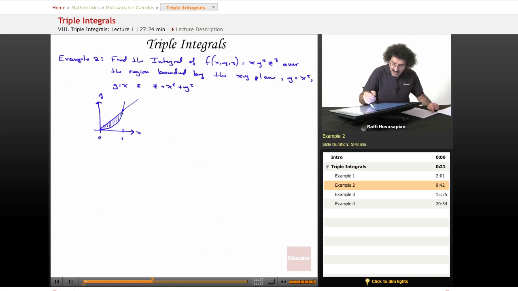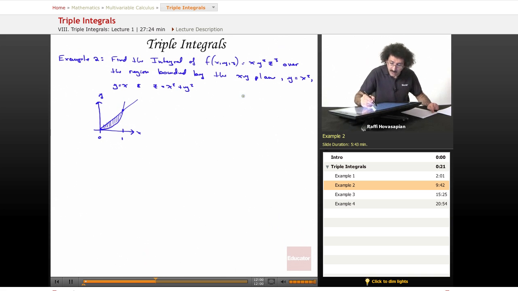So as far as, we take xy plane, y equals x squared, y equals x. So this xy plane means that the z value is going to be 0, and then the upper value of z is going to be x squared plus y squared. So we're going to integrate along x from 0 to 1. We're going to integrate along y from x squared to x, and then we're going to integrate up z from 0 to x squared plus y squared.